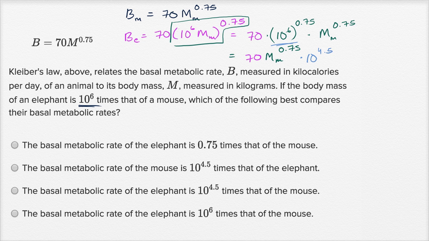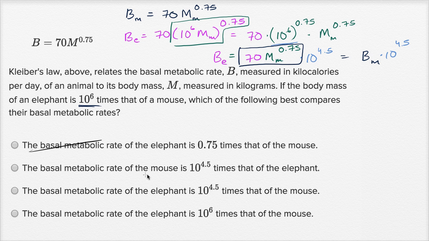Now, why is this interesting? This part of the expression right over here is the basal metabolic rate of the mouse. So this is equal to the basal metabolic rate of the mouse times 10 to the 4.5. So we were able to show that the basal metabolic rate of an elephant is 10 to the 4.5 times the basal metabolic rate of the mouse. Let's see if any of these choices say that. The basal metabolic rate of an elephant is 0.75 times that of a mouse. No, it's 10 to the 4.5 times that of a mouse. So let's rule that one out.